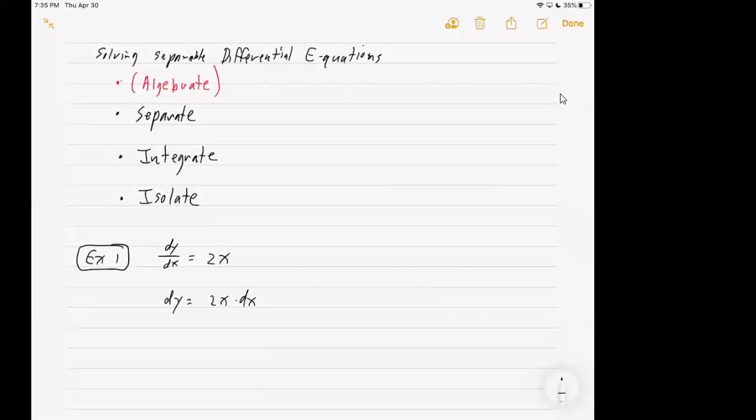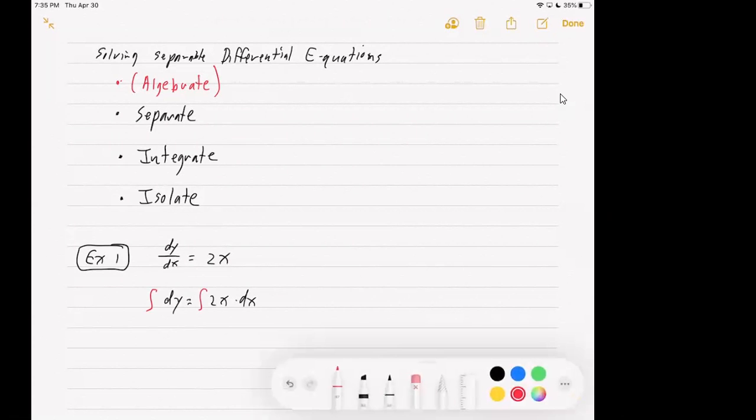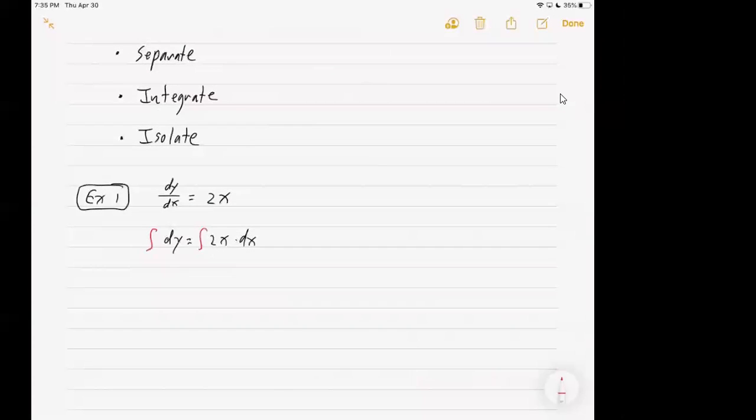So now we have it in a form where we could turn it into an integral. I could integrate both sides, okay? So we separated it, and now we're ready to integrate it. We're integrating 1 with respect to y, so the antiderivative would just be y. And the antiderivative of 2x with respect to x is x squared.